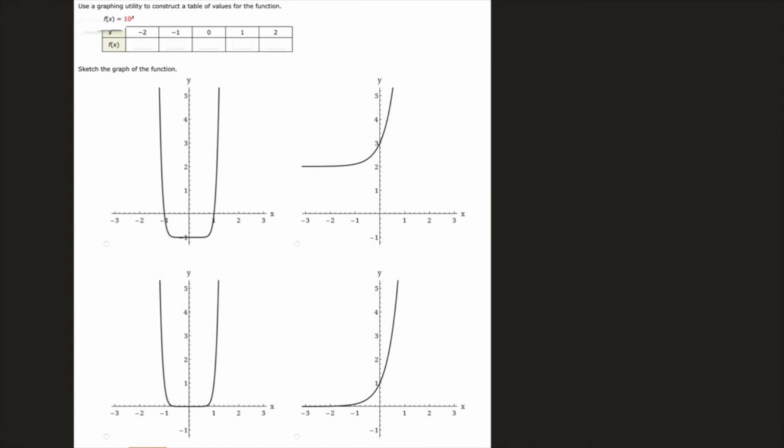Our last topic is about exponential and logarithmic functions. In this question, we just have to plug numbers in for x, and the function f of x is equal to 10 to the x. So we'll start here with the middle one, because 10 to the 0 power is obviously 1. Anything to the 0 power is 1. Then I'm going to find f of 1. I'm going to go to the right here. So 10 to the first power is 10, and 10 to the second power is 100.